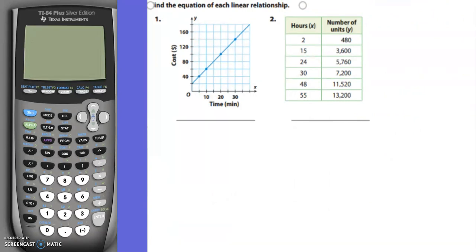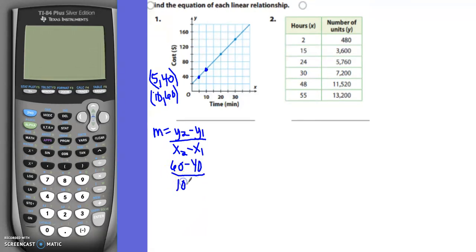On number 1, we're going to find the slope. So the change in y over the change in x. We can pick any 2 ordered pairs. Let's say that we picked this one, 5, 40, and this one, 10, 60. So 60 minus 40 and 10 minus 5. We have 20 over 5, which is 4.